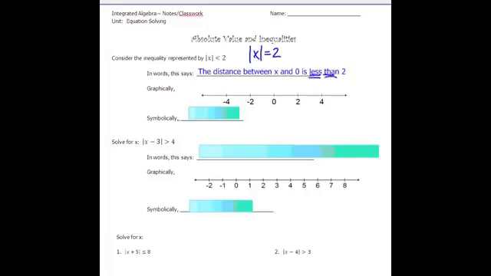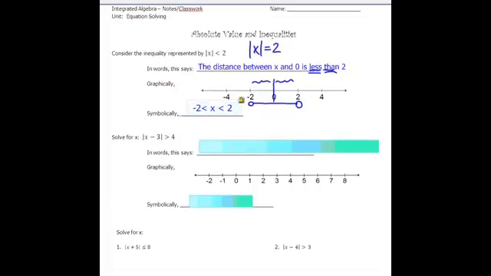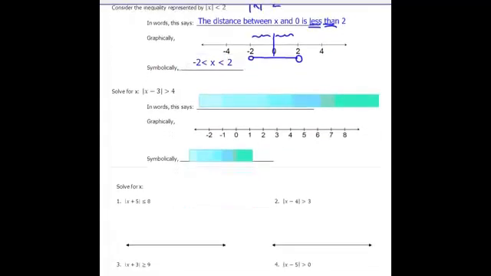So what does that mean? It means that graphically, the distance between my number and 0 has to be less than 2. As a graph, it's going to look like that. I can't include -2 or 2, but anything in between is going to keep the distance under 2. Symbolically, x is between -2 and 2 exclusive. We go back to our set terminology.